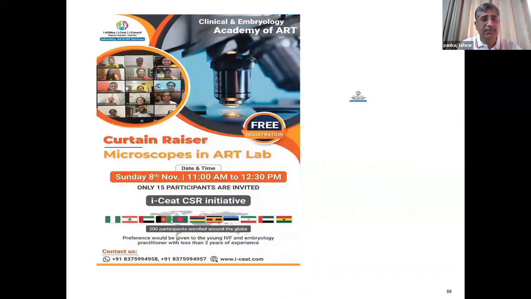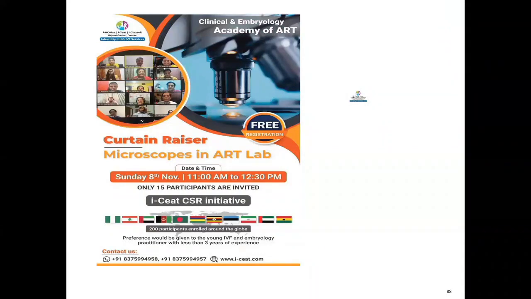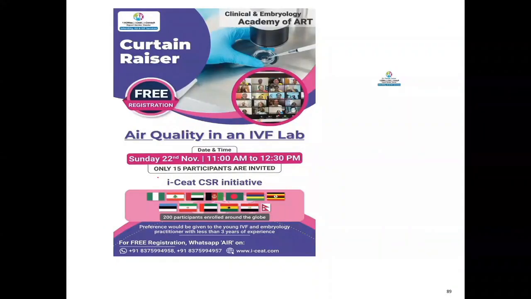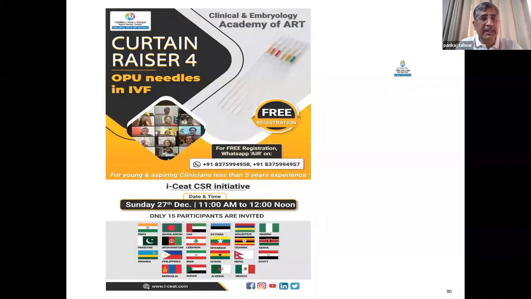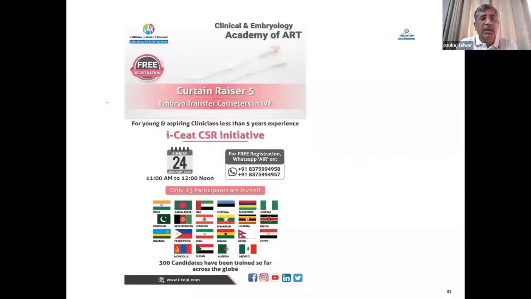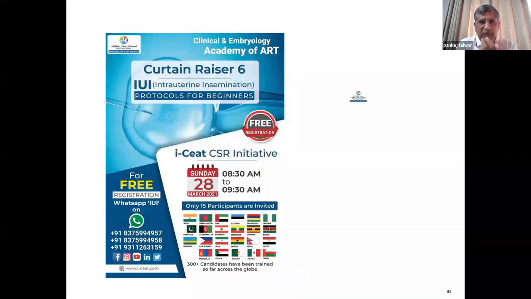So we picked up plastics. Then we had one on microscopes in the whole of the ART lab, which was covered very well and appreciated. That gave us a lot of confidence, and then we shifted to air quality in an IVF lab, a very well appreciated curtain raiser again. We had one on OPU needles in IVF, about which people didn't know, and one on embryo transfer catheters. We pick up topics which are not given in the books that easily.